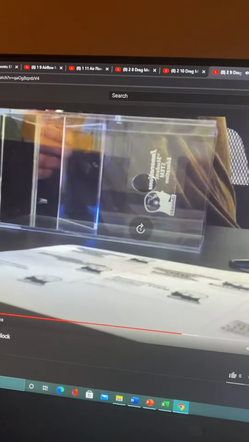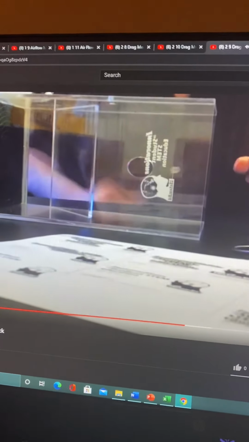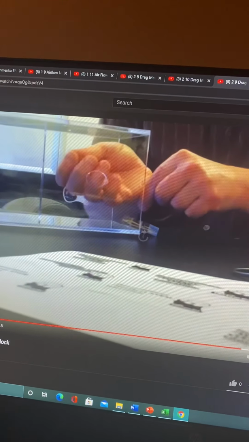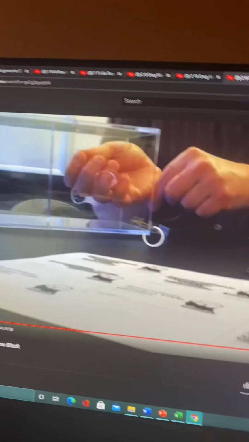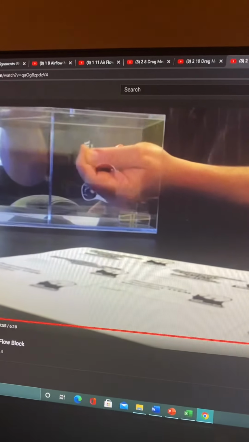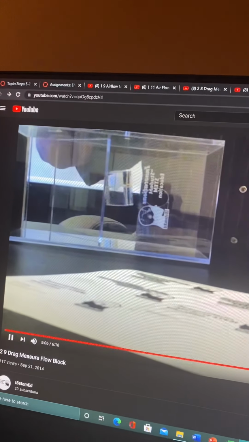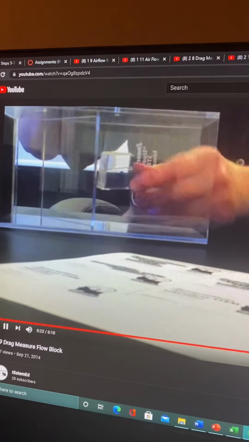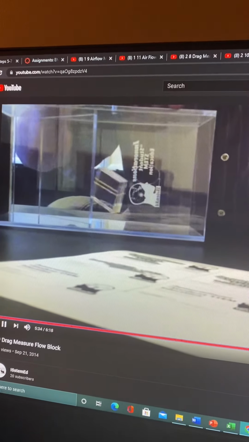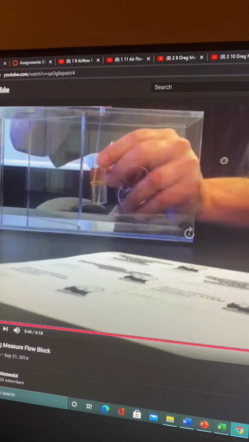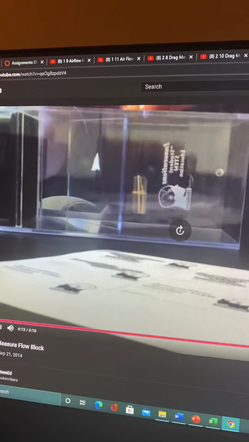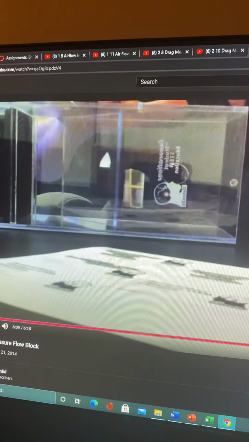So this right here is just showing how to set it up in the wind chamber. And then once he has it set up, it's just trying to get it as precise as possible, just to get a good measurement. And then you get the force sensor and take that measurement as well.